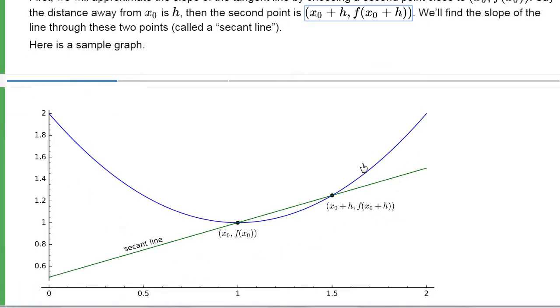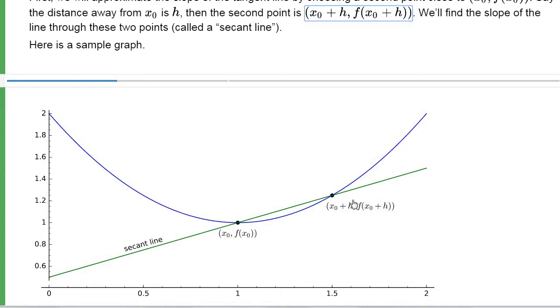So here's the sample graph. This in blue is just some random function f, and here's a particular point on that function that I care about, and here's a point close by. I've moved h units away in the horizontal direction, so the distance from this point to this point horizontally is h units, and this is the second point now on the graph. I just connect those two dots with a straight line. That's called a secant line. Now that's not the tangent line. If I were to zoom in on this function right here, this green line is not the line it would look like. That's not the tangent line, but at least it's an approximation.